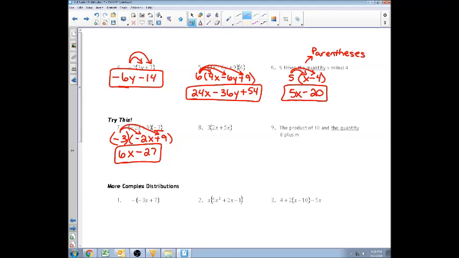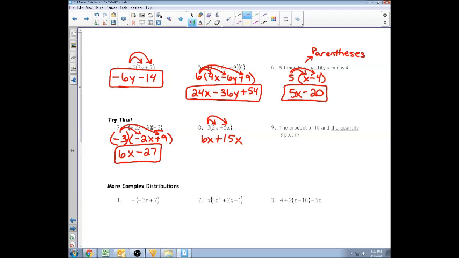Okay, let's look at number 8. We're going to take 3 times 2x first, then 3 times 5x after. 3 times 2x is 6x. 3 times 5x would be 15x. Be careful, you're not done there. What do I have? What can I do? Well, I have like terms. 6x and 15x are like terms.